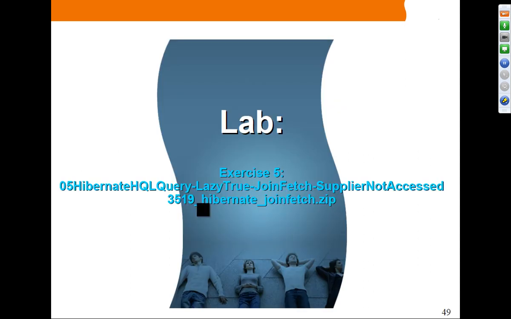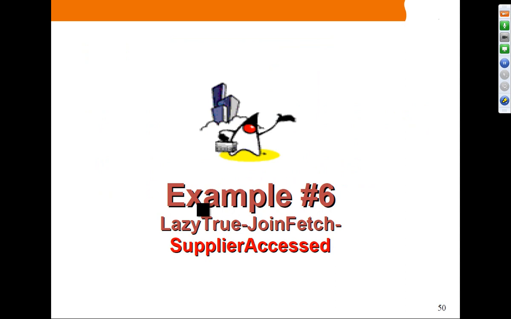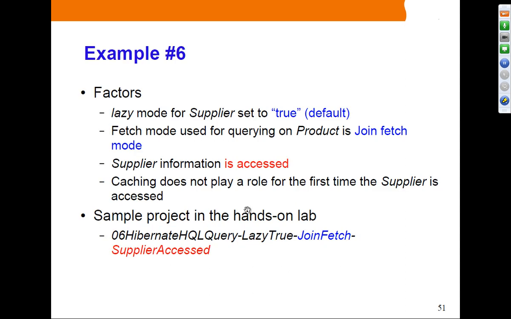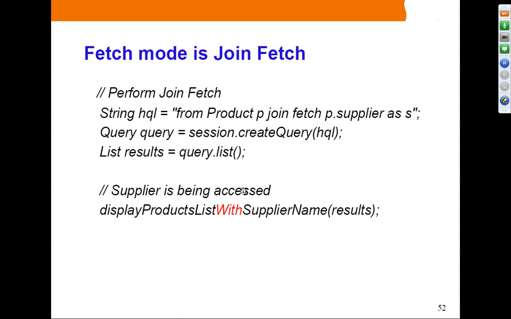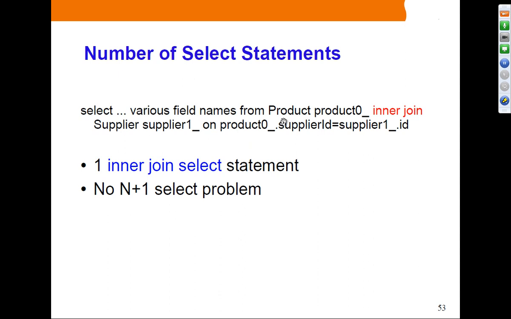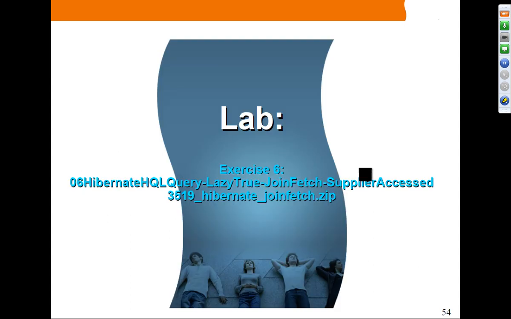That's exercise 5. Exercise 6 is where supplier is accessed. Again, it will probably have the same result. So supplier is accessed, and join fetch is still there, and it will have the same inner join. So this is the same result as exercise 5. So that's exercise 6.